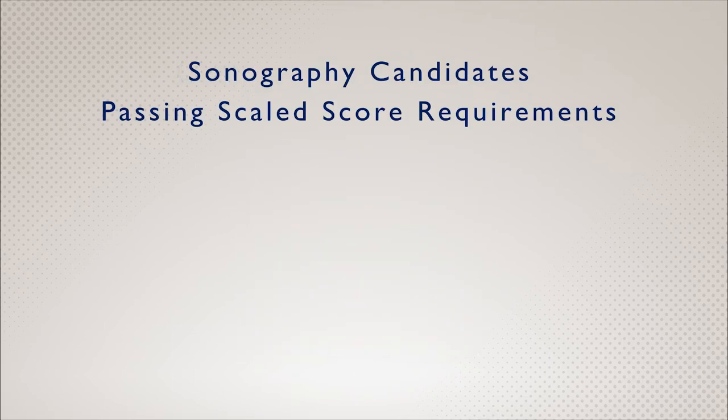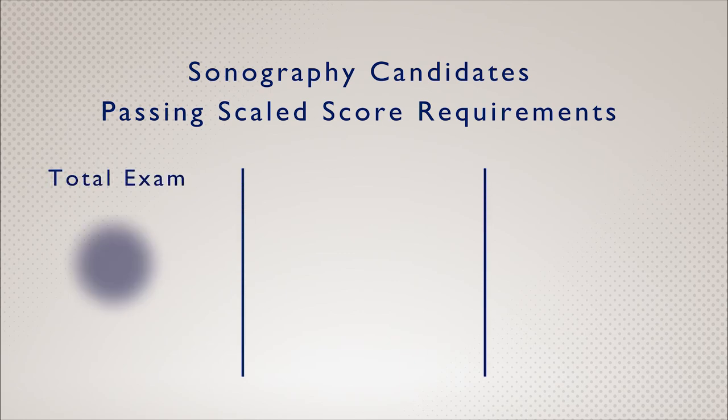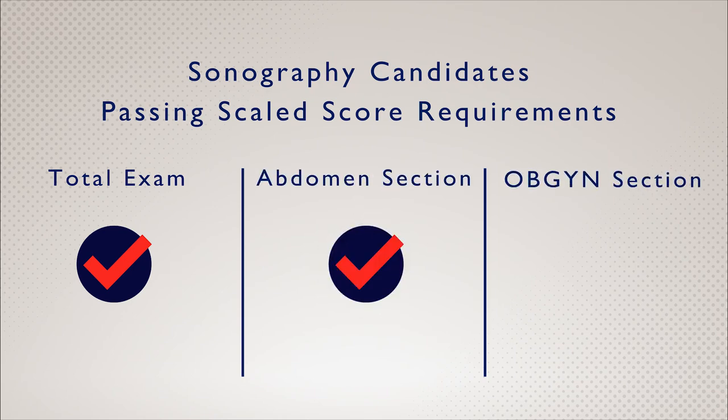One thing to note for sonography candidates: in addition to receiving a total scaled score of 75, you'll also need to receive a passing scaled score on your abdomen and OBGYN sections.